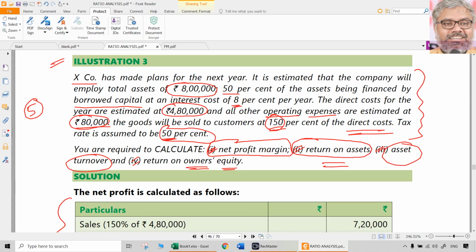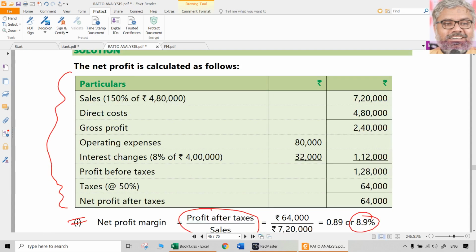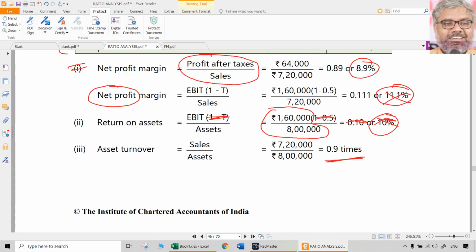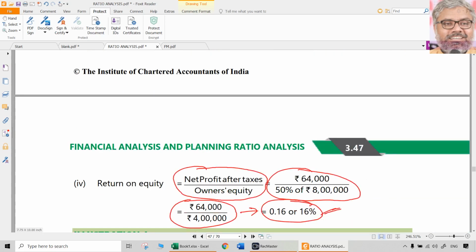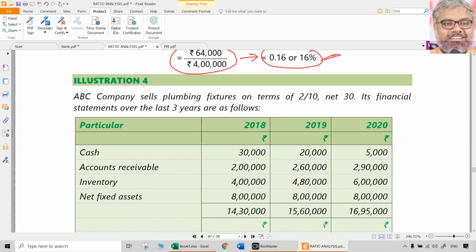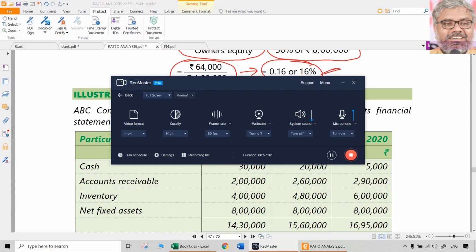So that is why every question must be practiced on paper, and presentation is very, very important in the examination. That can be followed here always. Write the formula, then substitute, then the answer has to be given. That is illustration number 3 in the ICA material.